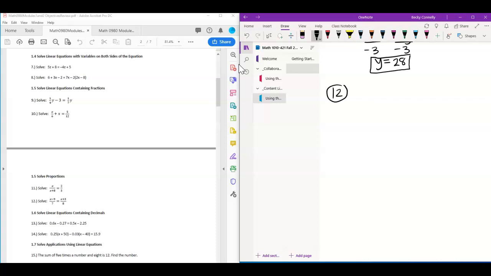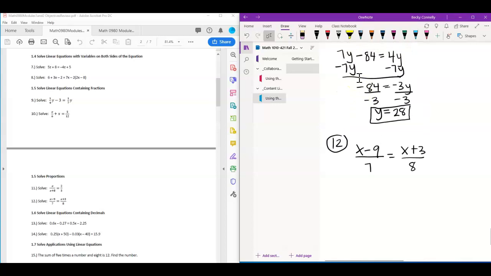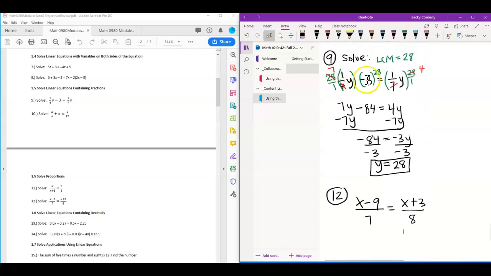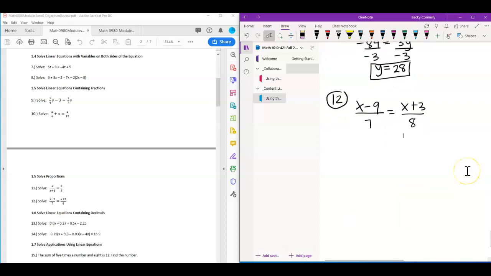Okay, so number 12. This one, again, we're solving. But this time, we have what's called a proportion. And not just any kind of fractions like we have up here, because notice up here we didn't have one fraction equal to another fraction, but that's what we have in number 12. So when you have one fraction equal to another fraction, then that means it's a proportion.